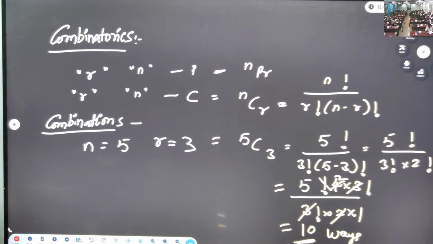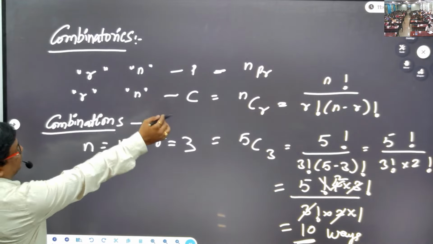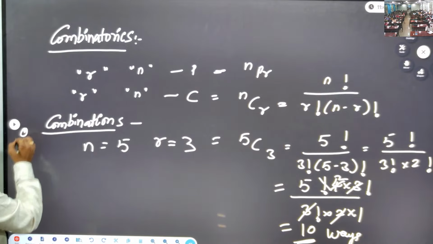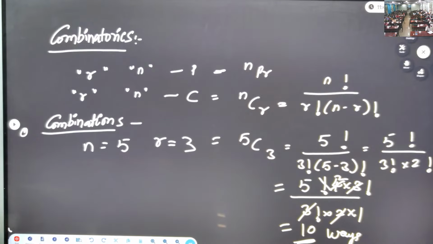Combinations you have already written, right? Selecting r objects from n objects is nCr. We have also written the formula. Next, the second formula. The first formula is this one, combination: selecting r objects from n objects is nCr. That we have done.